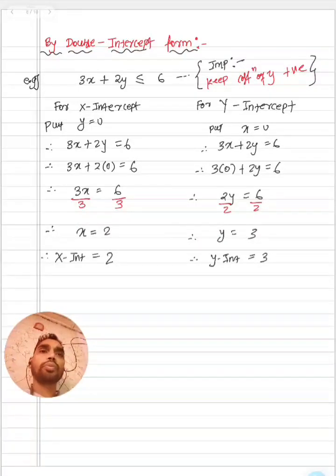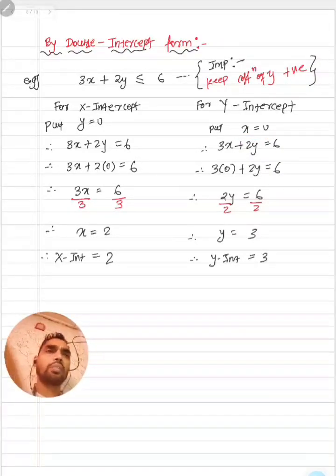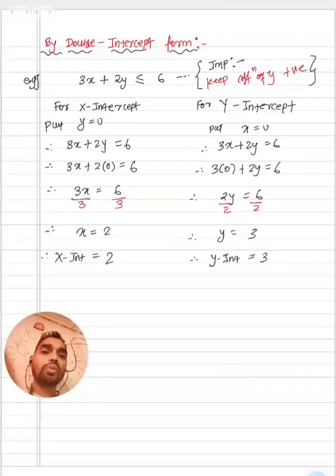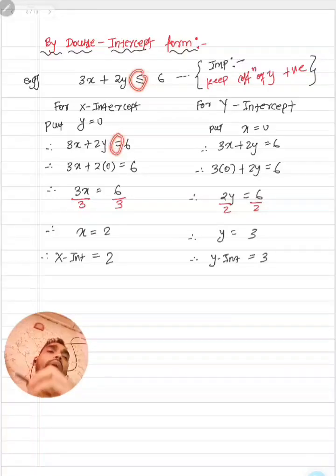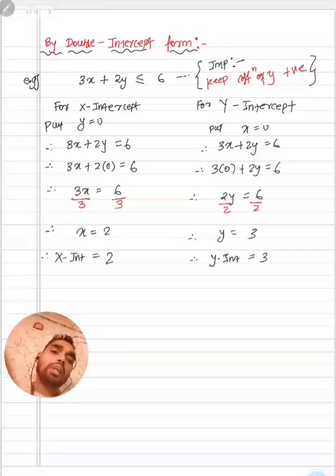We know what to do. To calculate the x-intercept, we need to put y equal to 0, and to calculate the y-intercept, we need to put x equal to 0 in the equation of the line. We already discussed that in the previous video. But when we want to calculate the x-intercept and y-intercept, instead of the inequality, you need to use the equality, just to calculate the x-intercept and y-intercept.